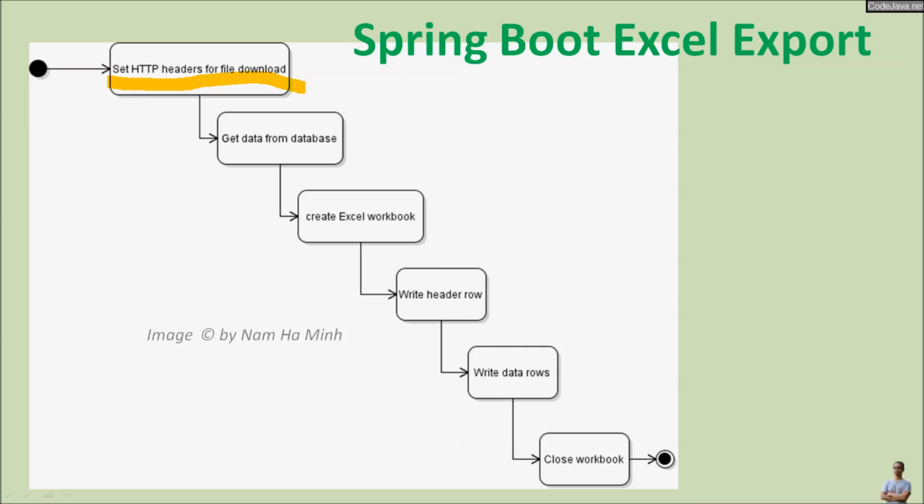And then we get data from the database, the list of users, which is very easy using Spring Data JPA and Hibernate. And then we need to create an Excel workbook. We write the first row for the header, the column names, and then we will write data rows, and finally we close the workbook. So that's a pretty simple workflow for export Excel.